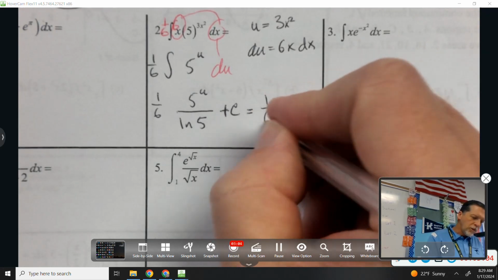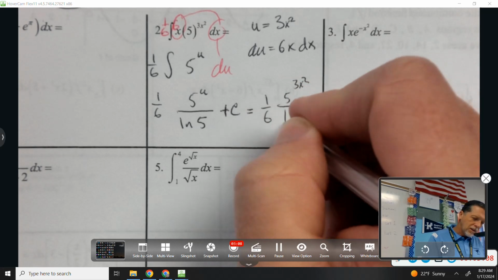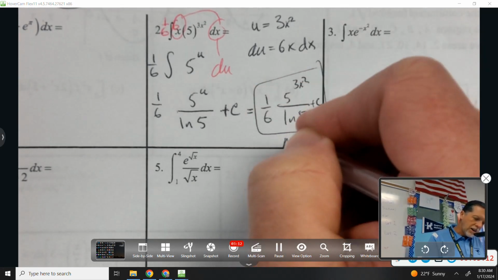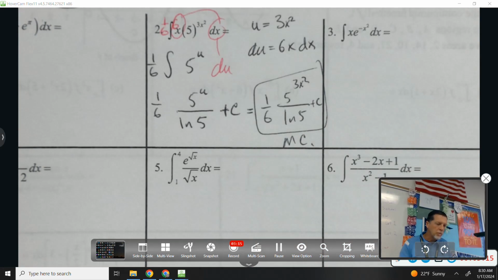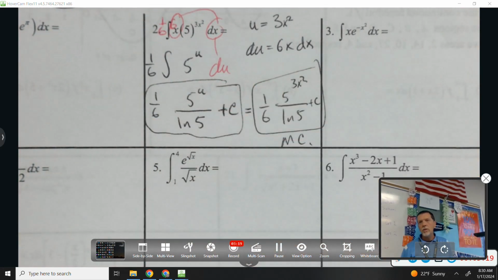On the multiple choice part of the test, that 3x squared would be plugged back in there. So either one of those is fine, but multiple choice is going to replace the u. On the free response, you're welcome to leave the u. Save yourself a little bit of a step.